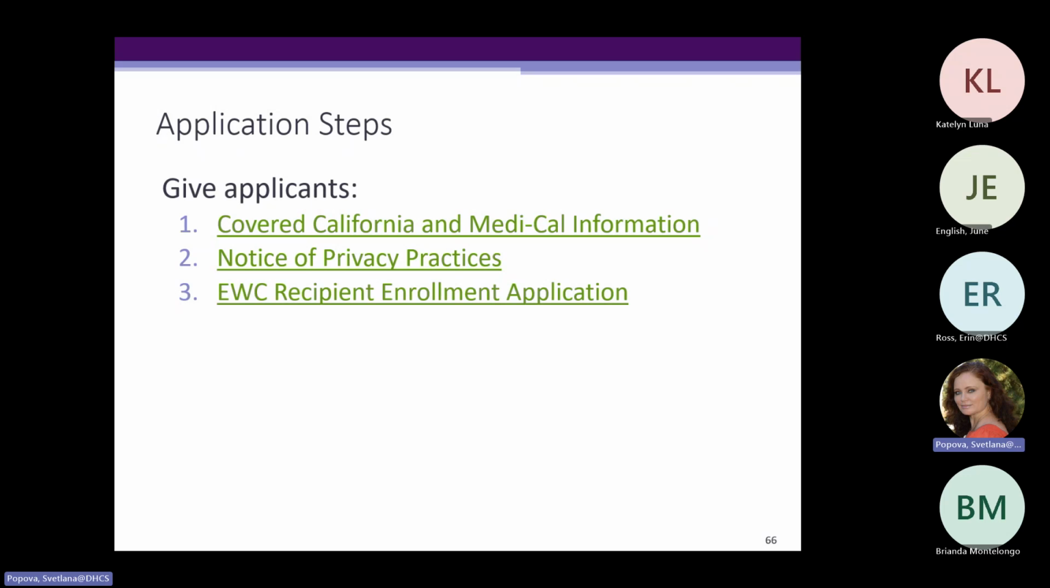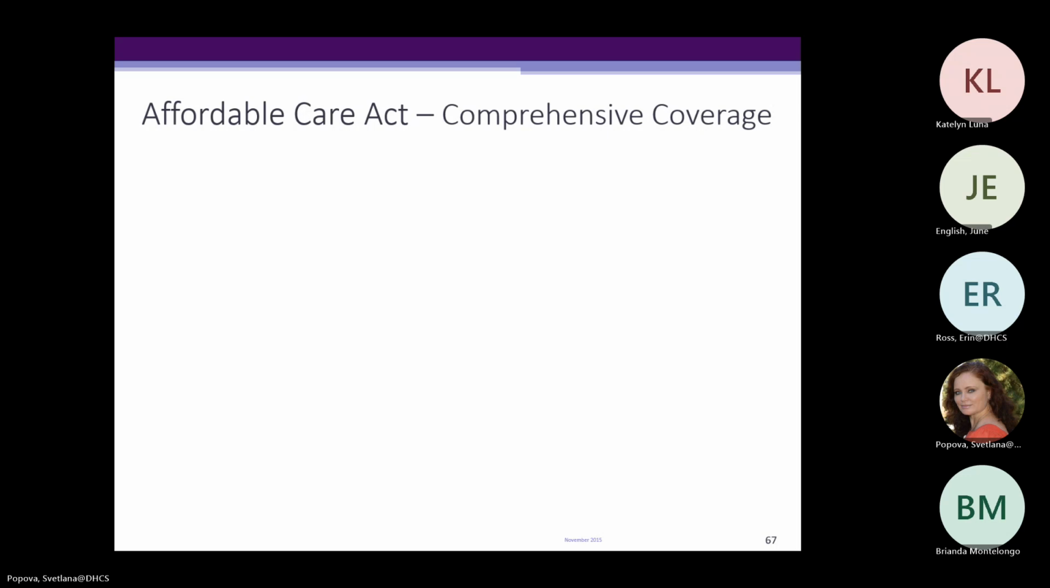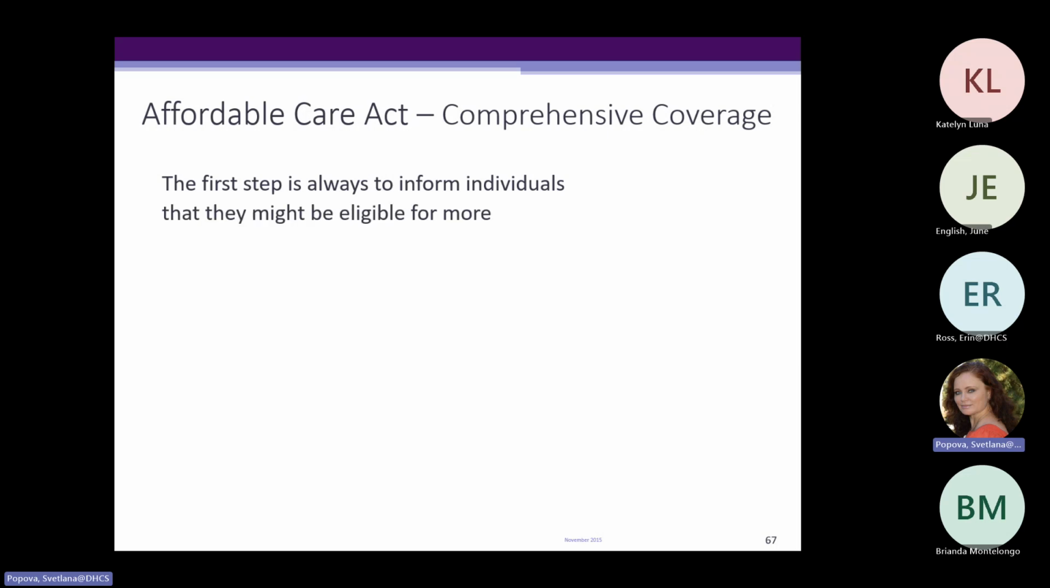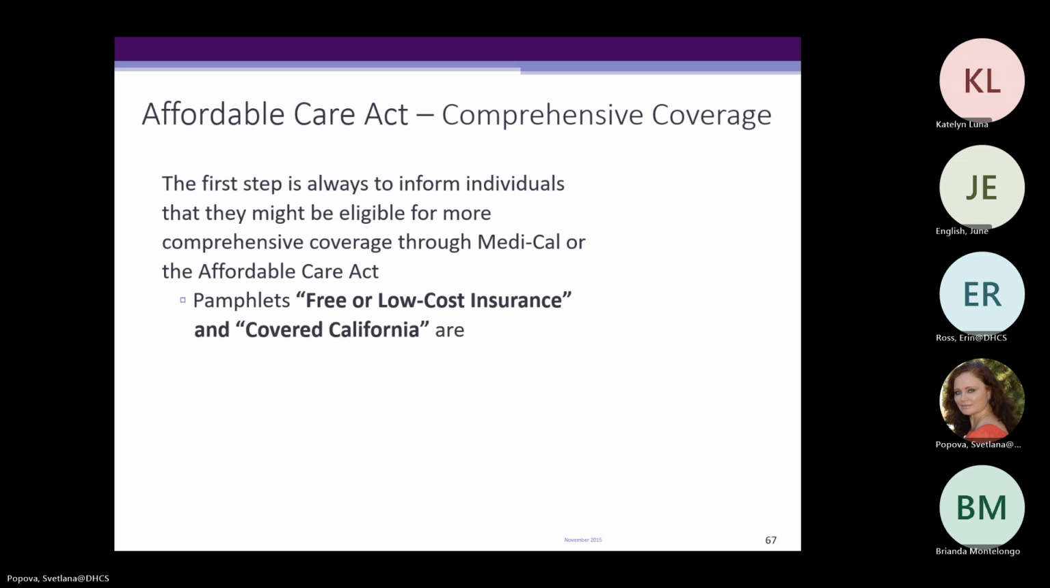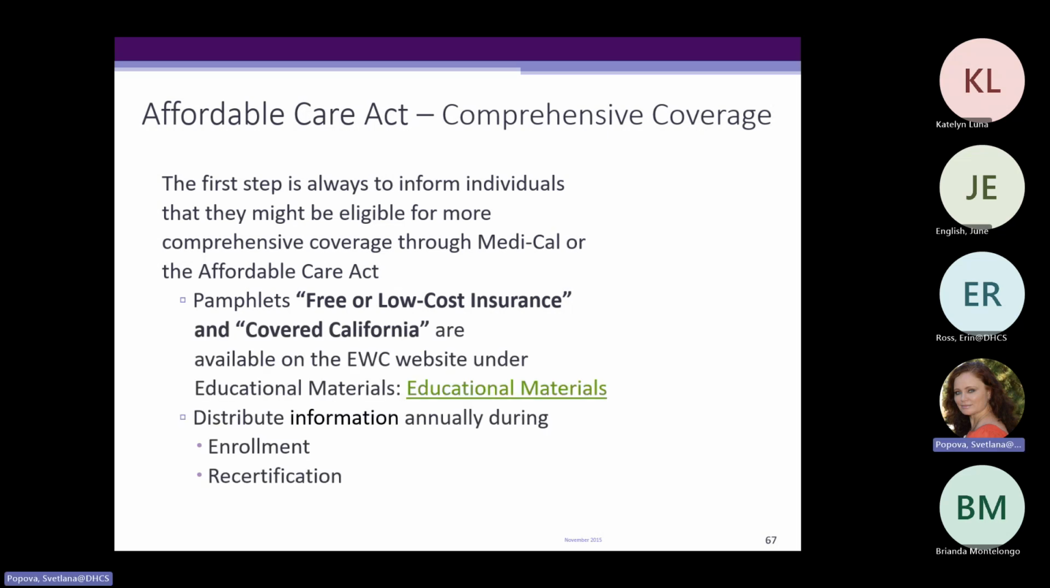And the next thing, the vital and critical step, is the EWC recipient enrollment application. Without that, you cannot enroll anyone. I already mentioned that the Affordable Care Act, or comprehensive healthcare coverage, should always be the first step. So we do have pamphlets, free and low cost insurance in Covered California.